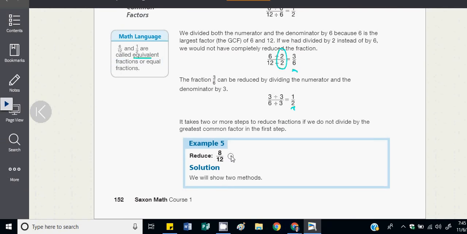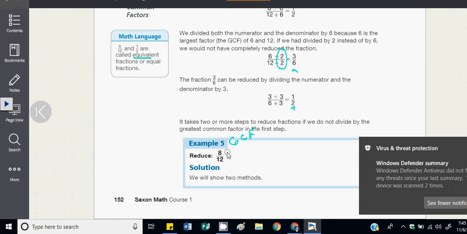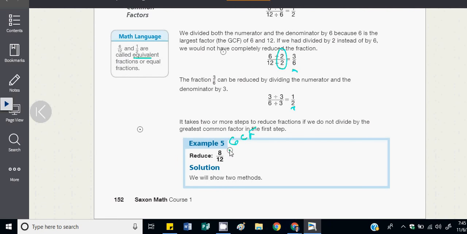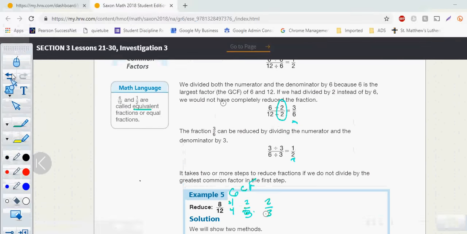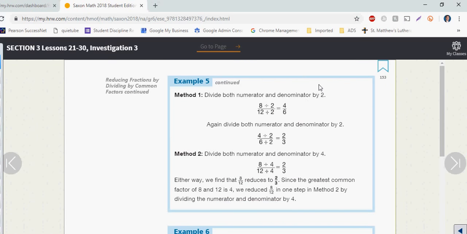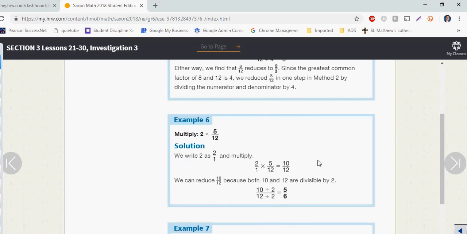How about 8/12? What do they share as a GCF? I can divide top and bottom by, let's use 4, because 4 goes into 8 twice. 4 goes into 12 three times. So 2/3 looks reduced. Very nice. They said they're going to show us 2 methods. Let's check that out. Dividing by 2 and then having to do it again, or just doing all 4 at once. I'd pick that every time.